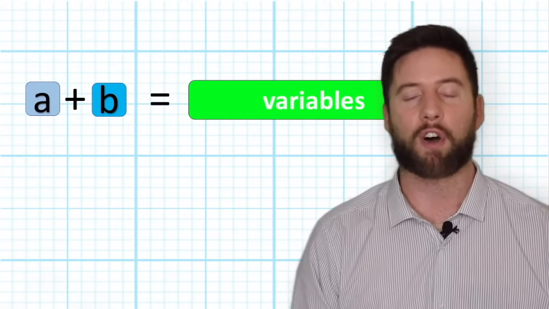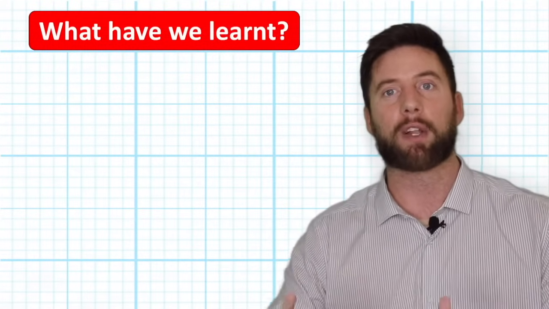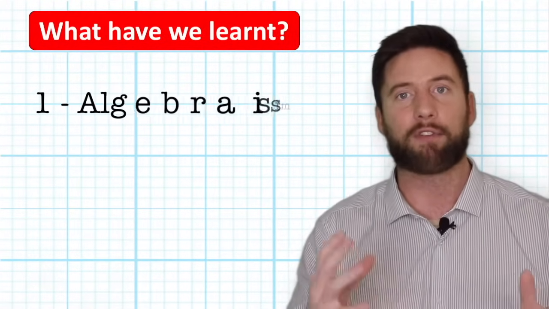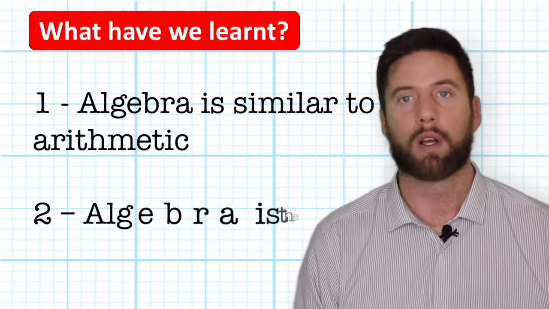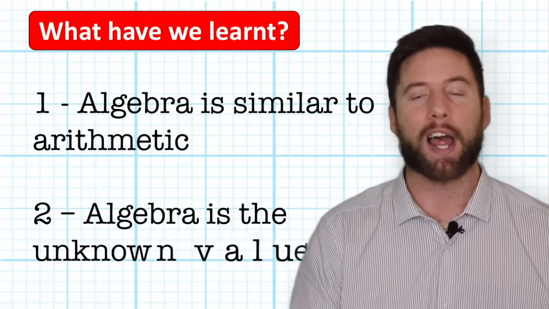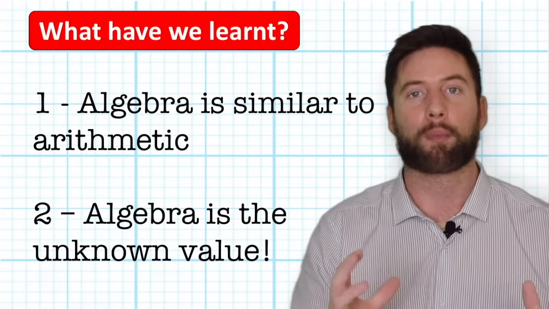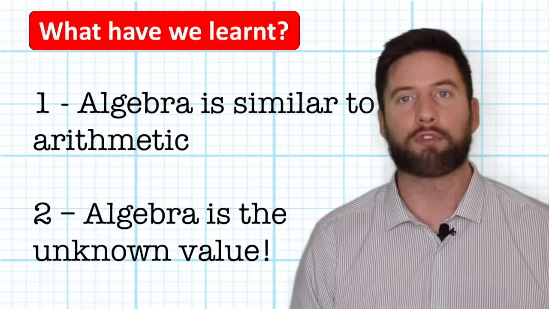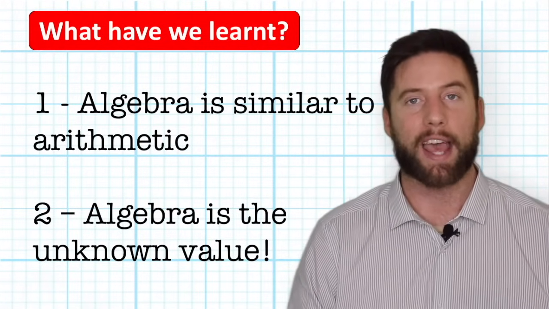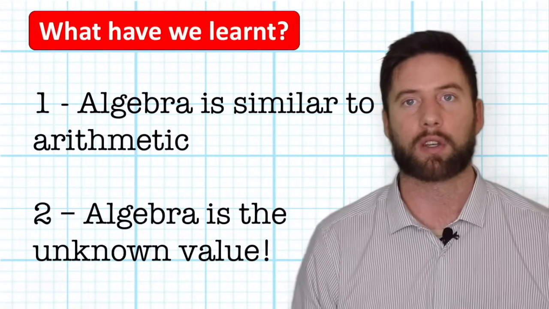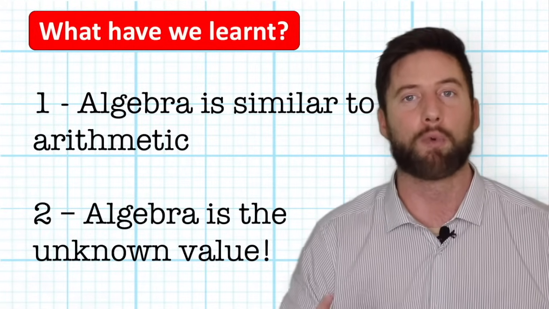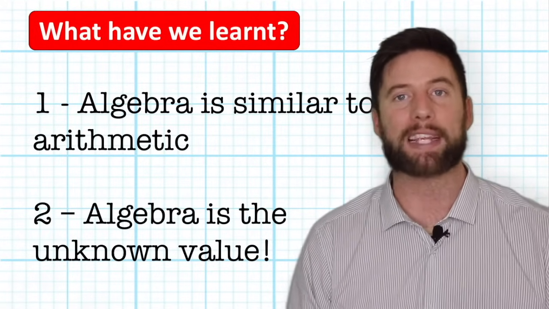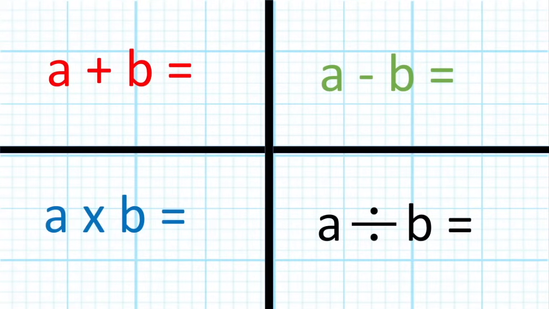Okay, so what have we learned so far? We've learned that algebra is very similar to arithmetic. It uses the same four processes: addition, subtraction, multiplication, and division. But we've also learned that algebra has an unknown value that can be replaced by a symbol. And we often see x and y and a and b being used the most. But there is one more thing that's really important I want to teach you in this video, and it has to do with multiplication. Here are the four basic arithmetic problems: addition, subtraction, multiplication, and division.